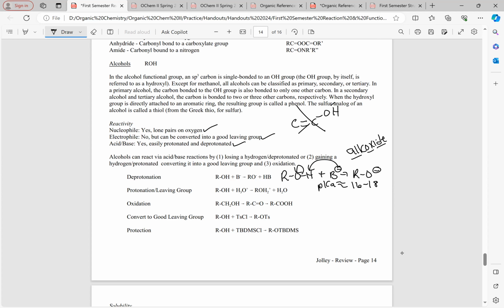All right, well, you can rip their hydrogens off. Can we put hydrogens on? Sure. This one's really easy. This is called protonation.